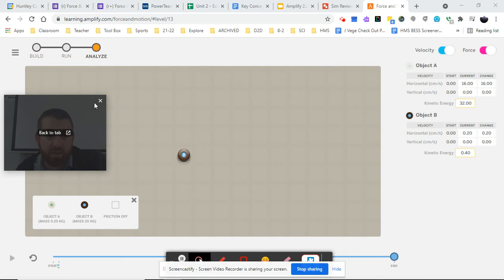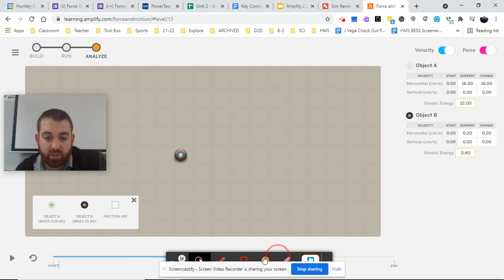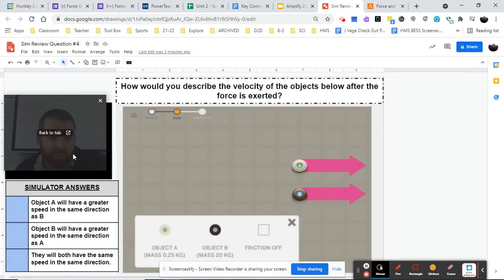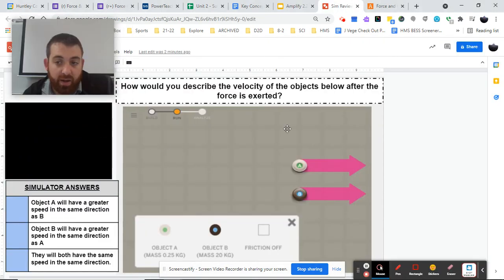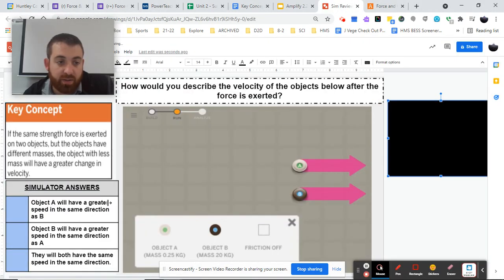And when we look at it and rewind it, we can see those same forces cause object A to have a start velocity of 0 and go to 16 versus object B had a start velocity of 0 and went to 0.20. So one clearly had a faster speed in this direction. One had a slower speed in the same direction. So based on our options here and understanding our key concept, let's take a look.